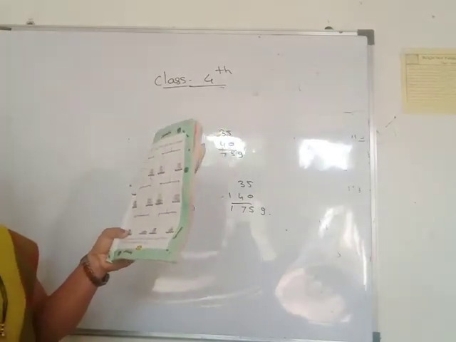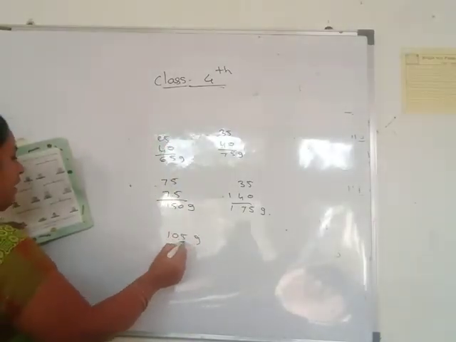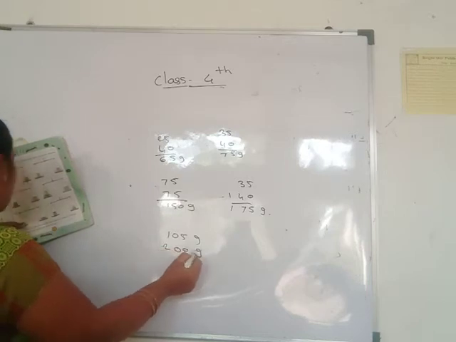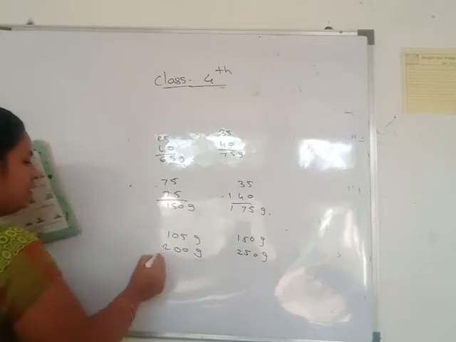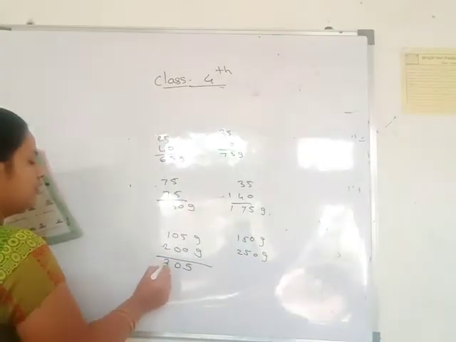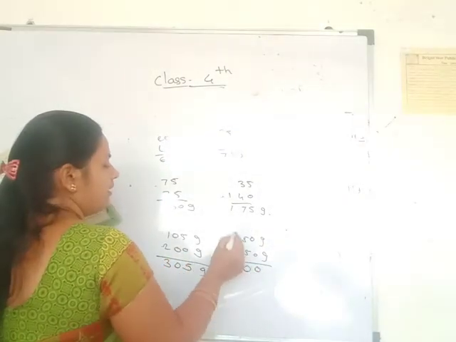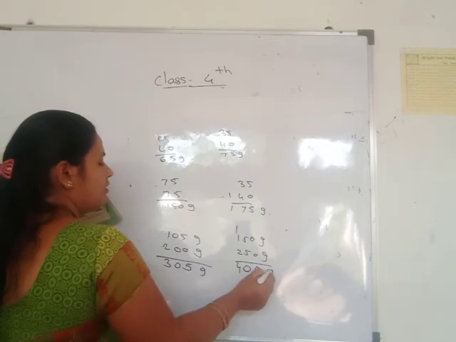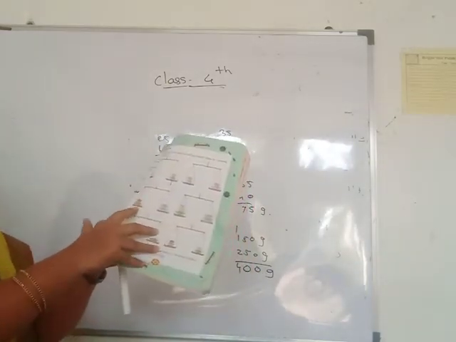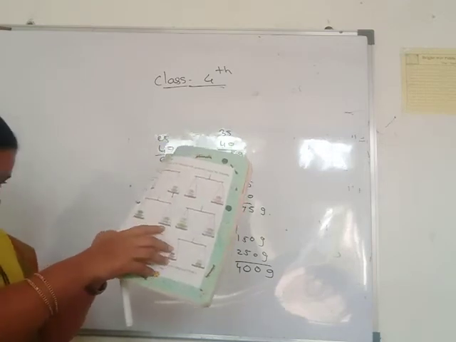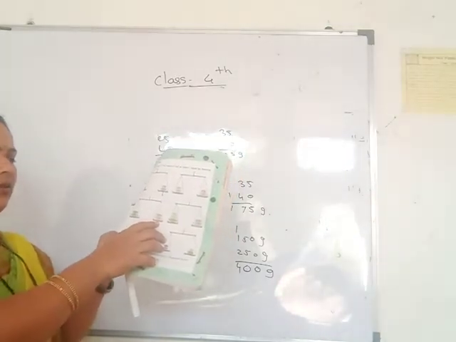Second ones. Then next one, see here in one balance the weight is given 105 gram and 200 gram, and here 150 gram and 250 gram. Then see this 305 gram, and this weight is 400 gram. In this balance, the first one is 305 gram and this is 400 gram, so the second balance will go down.